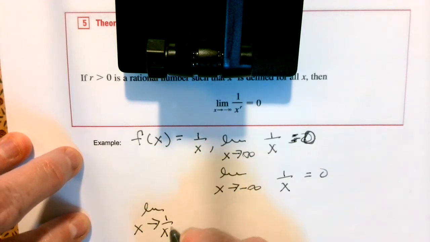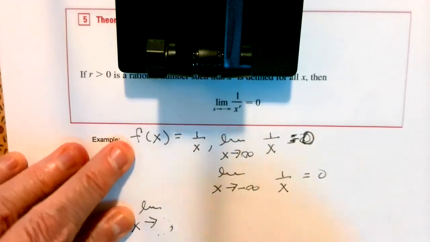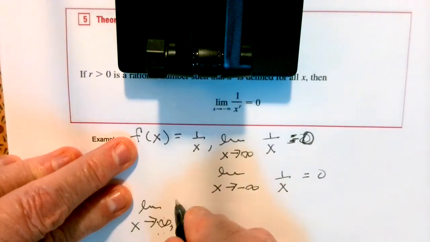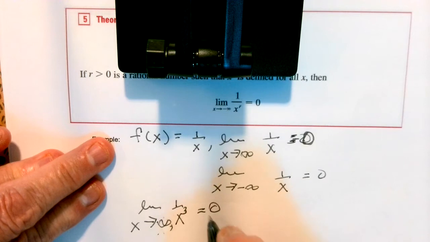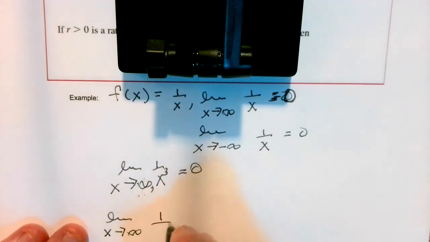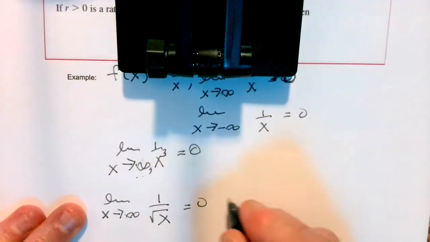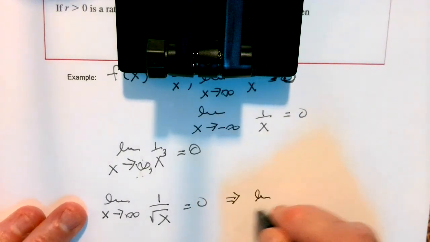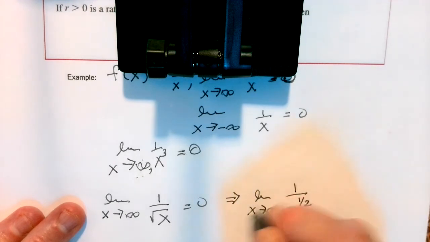So like 1 over x cubed, as x goes to infinity of 1 over x cubed, that is also going to be equal to 0. And also, the limit as x goes to infinity of 1 over the square root of x is going to be 0. Because you can think of the square root of x with an exponent, the limit as x goes to infinity of 1 over x to the 1/2. Same thing.